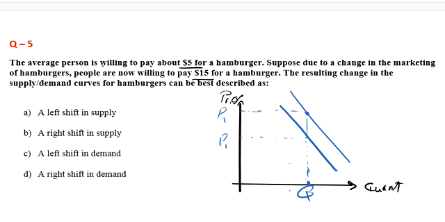So here's the demand curve D1. Since more people are willing to pay a higher price, instead of $5 they're paying $15, the curve has a slight right shift with this point to this price. So it'll be a right shift in demand.